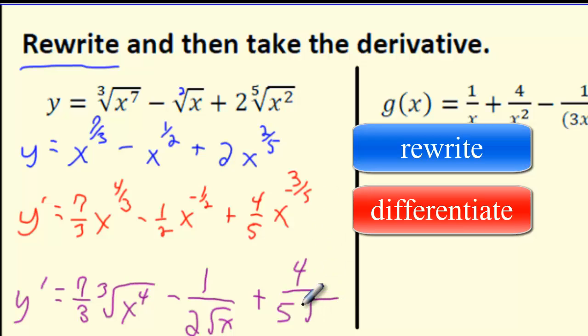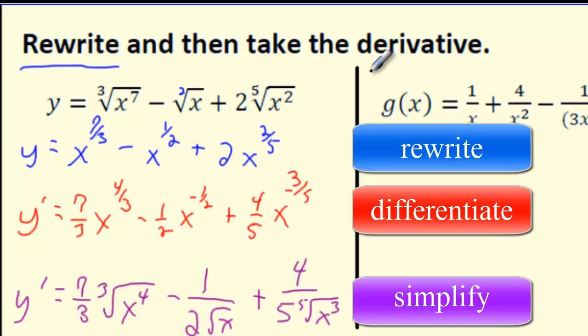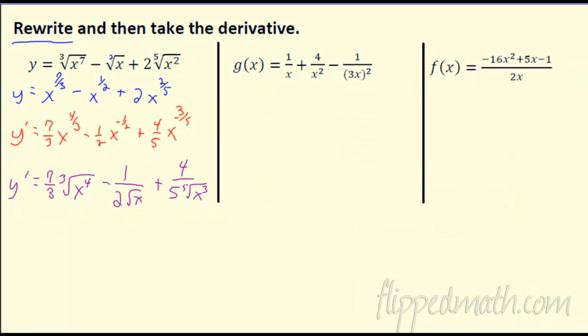What are we looking at here? This is the 5th root of x cubed. Excellent. So if you're okay with rewriting things, it's the same rules. You'll be good to go. So rewrite, differentiate, and simplify.